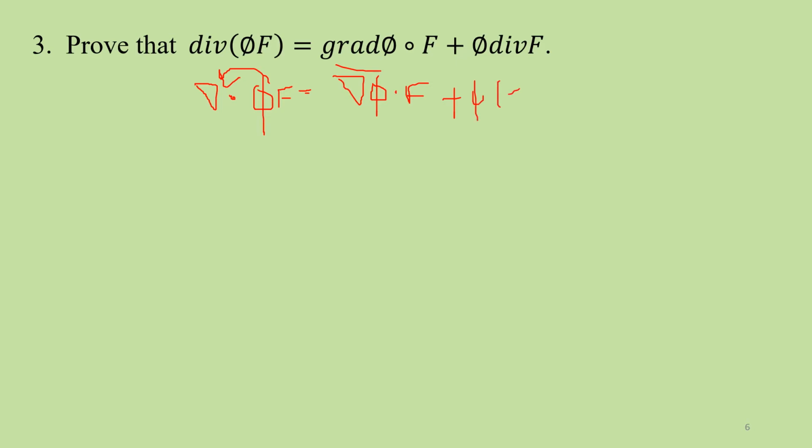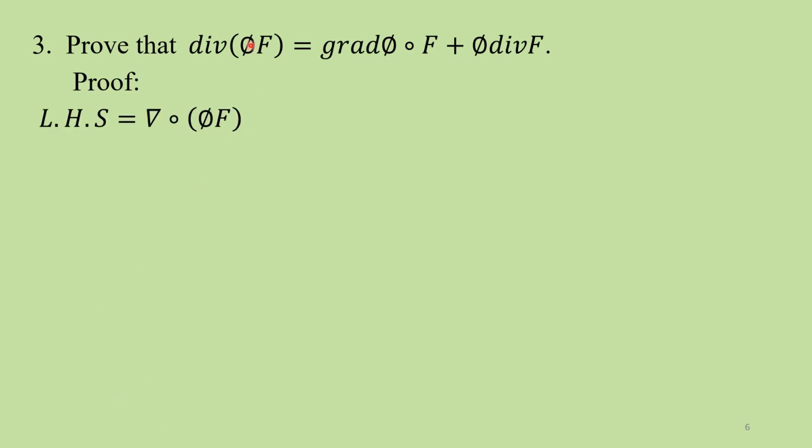So what does del dot f mean? The dot product between the vector operator del and the vector point function f is nothing but the divergence of f. So that means it is phi times div f. So one can remember this easily. Now we can go for proving this identity, that is, the divergence of a scalar multiple of f is nothing but grad phi dot f plus phi times div f.